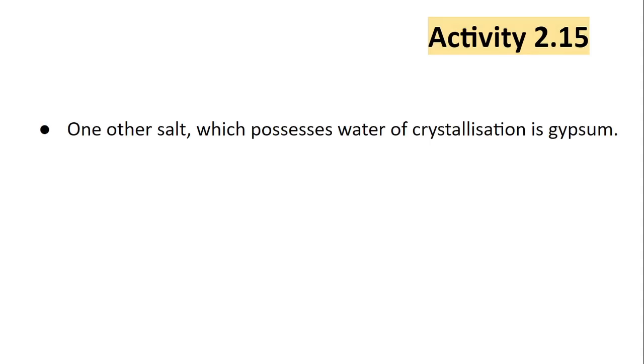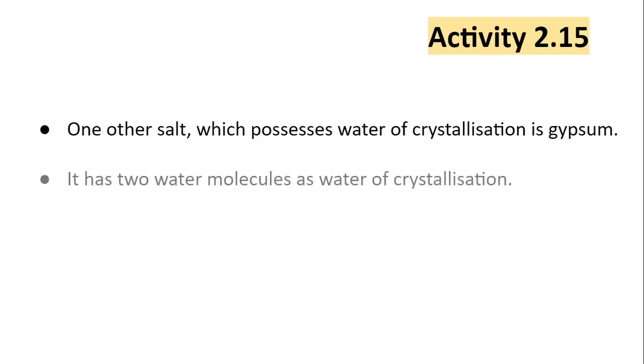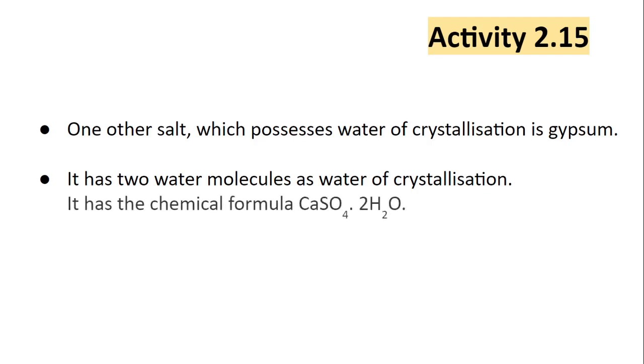It has two water molecules as water of crystallization, and it has the chemical formula CaSO4·2H2O. So, one other salt which possesses water of crystallization is gypsum. It has two water molecules as water of crystallization, and the chemical formula is CaSO4·2H2O.